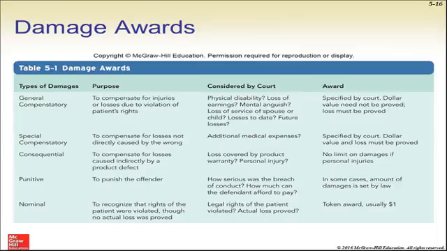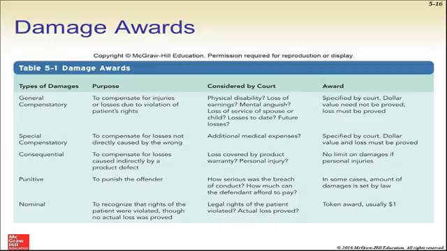When we were talking about damage awards, there's different types, and I want you to focus on 3 of these specifically. General compensatory. That's to compensate for injuries or loss due to a violation of patient rights. And let's talk about an example there. A patient's mammogram was read as normal. 6 months later, the patient finds a lump in her breast, and the patient has a lumpectomy to make a full recovery. It was determined that the mass was present and visible in the original mammogram. So the patient sued, claiming mental anguish. She would seek general compensatory damages.